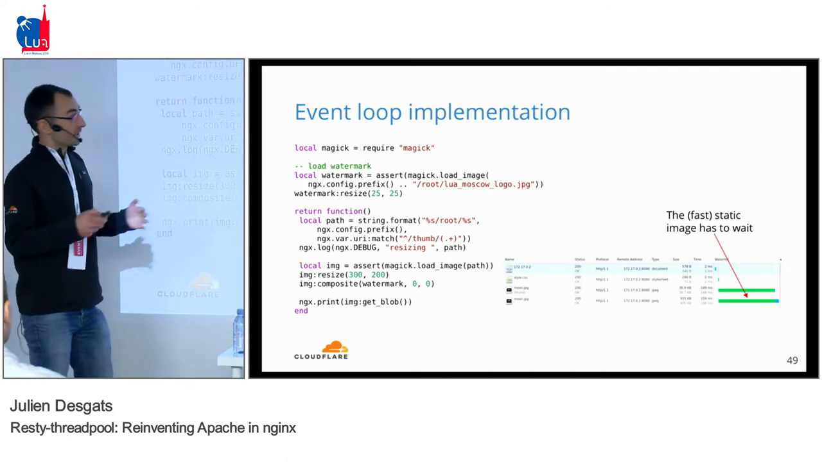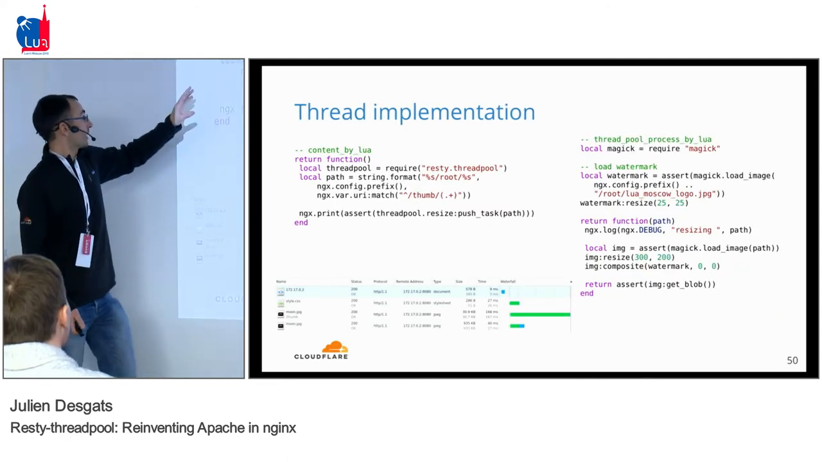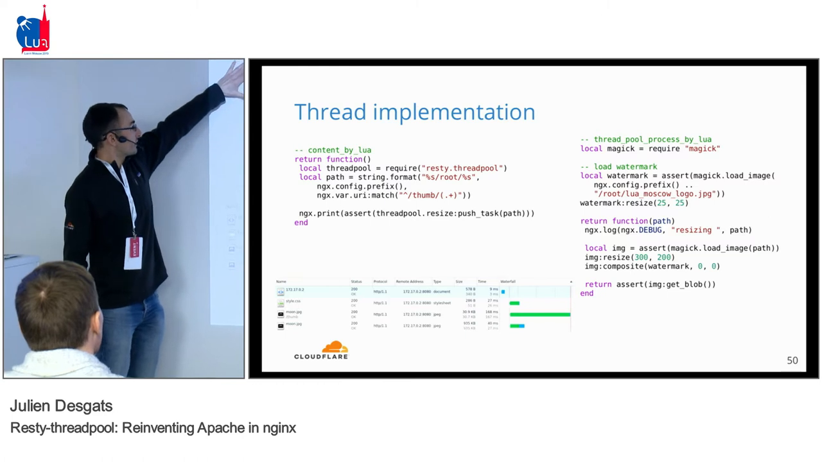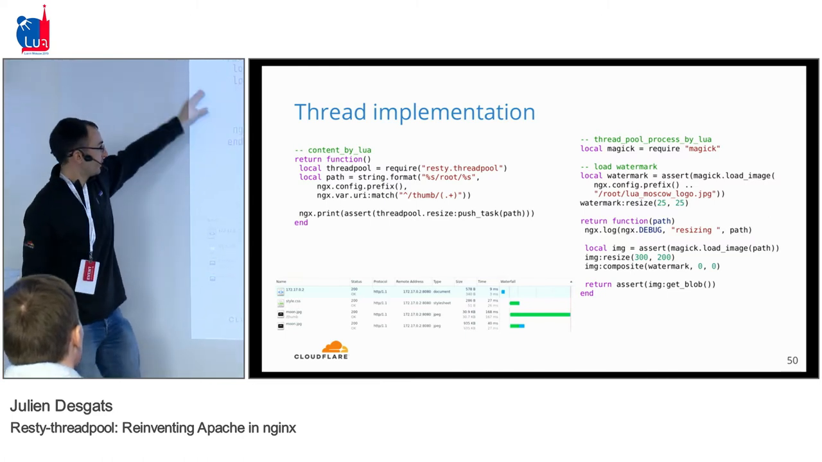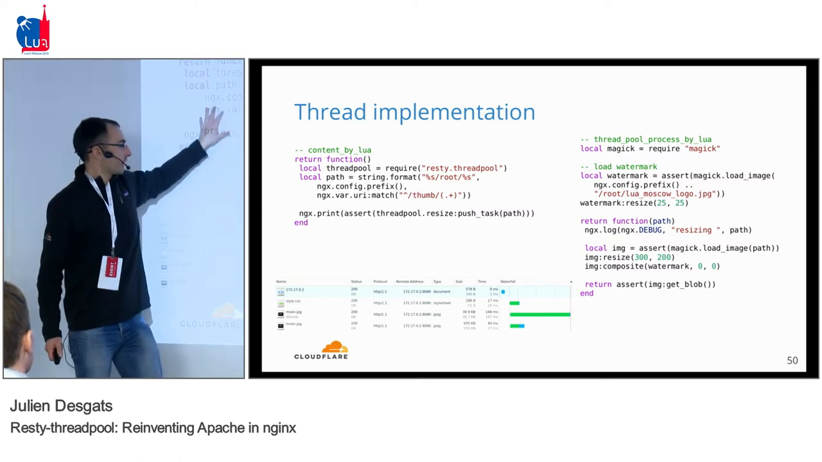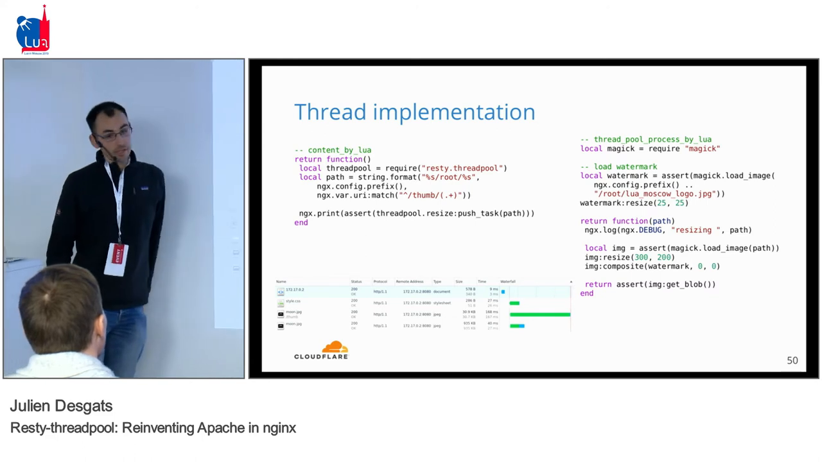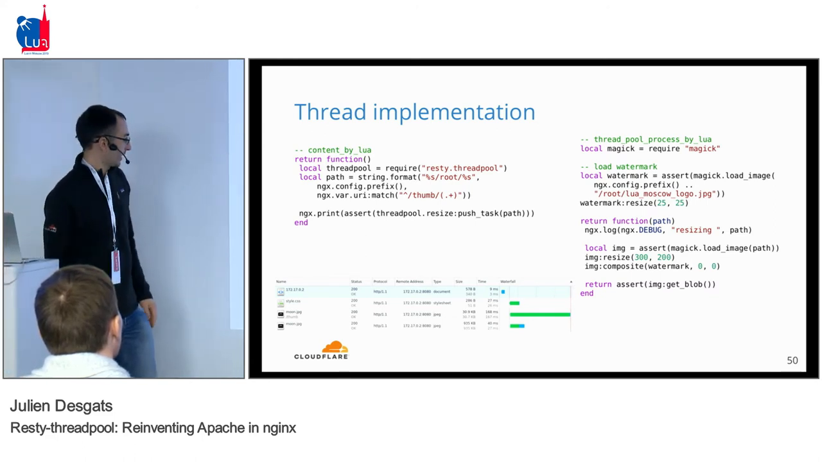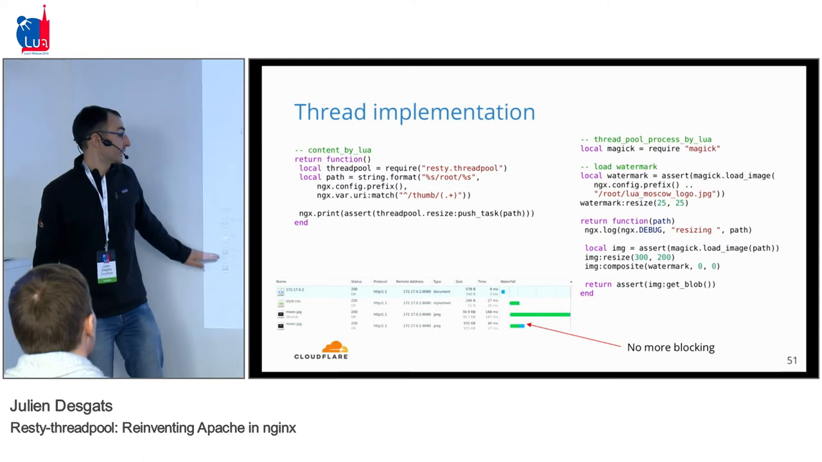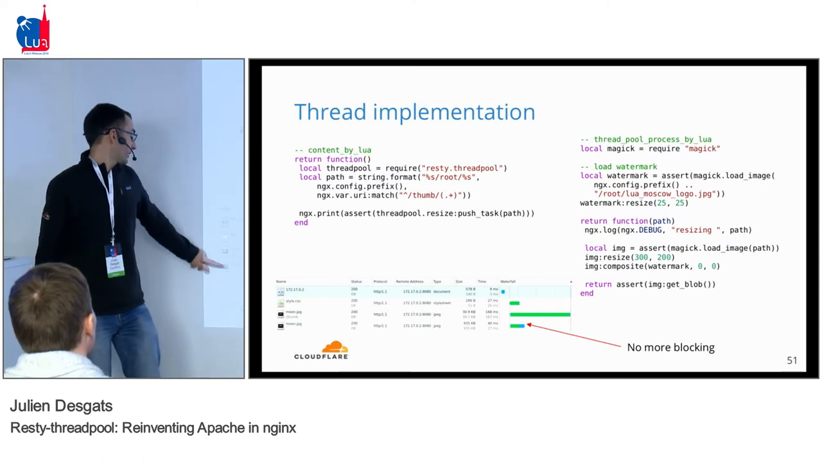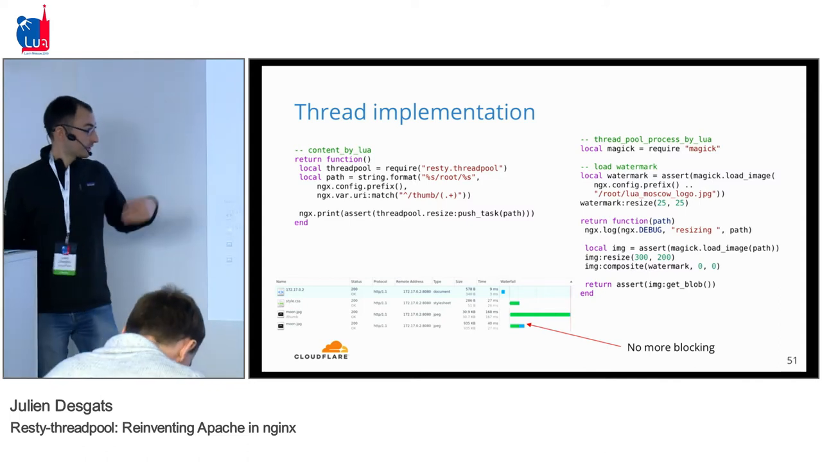So let's put that into a thread and see how it goes. The code is pretty much the same. In the content phase, we just keep the path resolution because we need the request. And then once we have the final path, we just push the task into the thread and leave the resize work happening in the thread. And here we can see already that the last request is not stuck anymore behind the slow one.